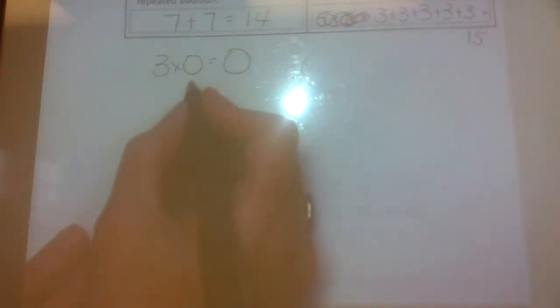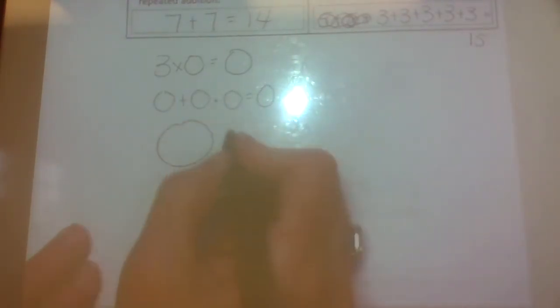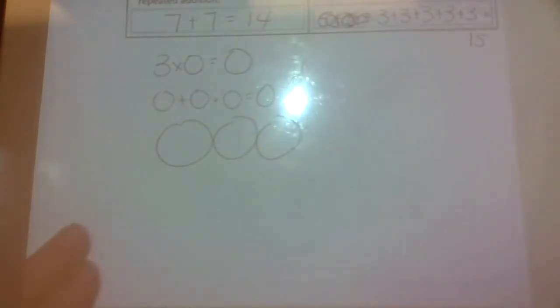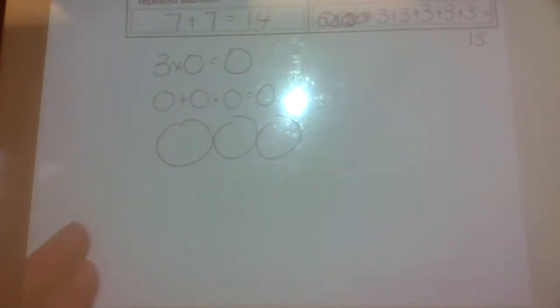Let me show you why. If it's repeated addition, that means we write the number 0 3 times. 0 plus 0 plus 0 equals 0. If we did equal groups, 3 groups, how many are we putting in each group? Nothing, 0. So how many is this in all? How many inside the groups? 0. 3 times 0 equals 0.